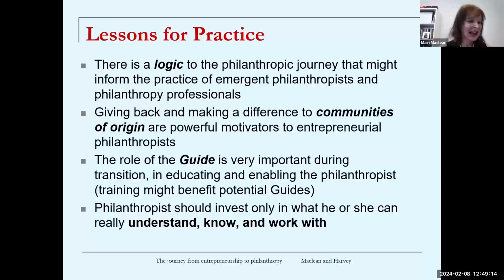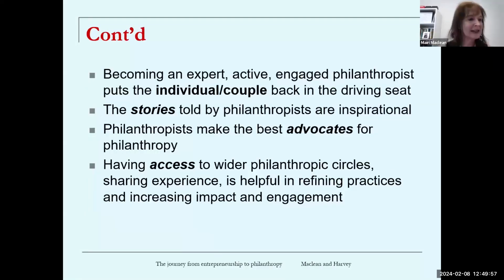So the lessons for practice. There's a logic to the philanthropic journey, and I'm sorry I've bolted through it at such a speed, that might inform the practice of emergent philanthropists and philanthropy professionals. Giving back and making a difference to communities of origin are powerful motivators to entrepreneurial philanthropists. The guide is very important. You can get things wrong as well as right. In educating and enabling the philanthropist, training may be beneficial for potential guides. The philanthropist should invest in only what he or she can really understand, know, and work with. And becoming an expert, active, engaged philanthropist puts the individual and couple back in the driving seat.